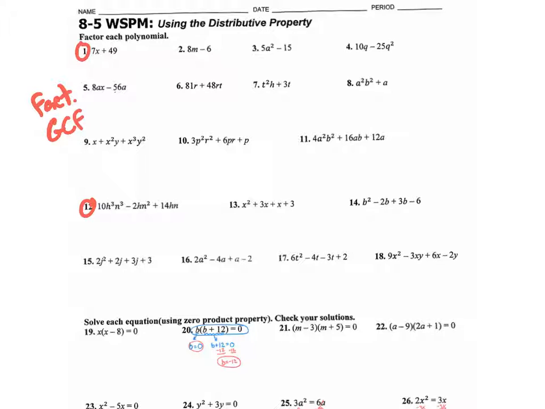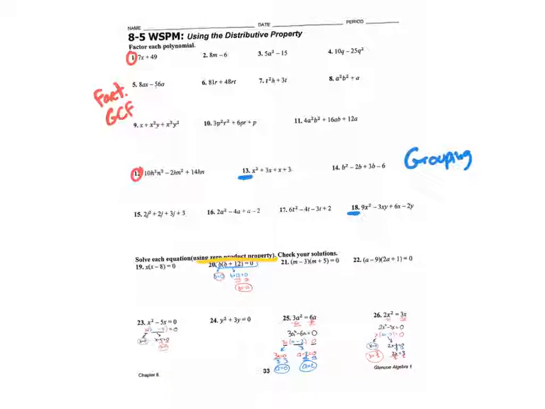And then questions 13 through 18, that was grouping. And of course, the rest of the worksheet was using the zero product property. So those are the three things we're going to be quizzing on tomorrow.